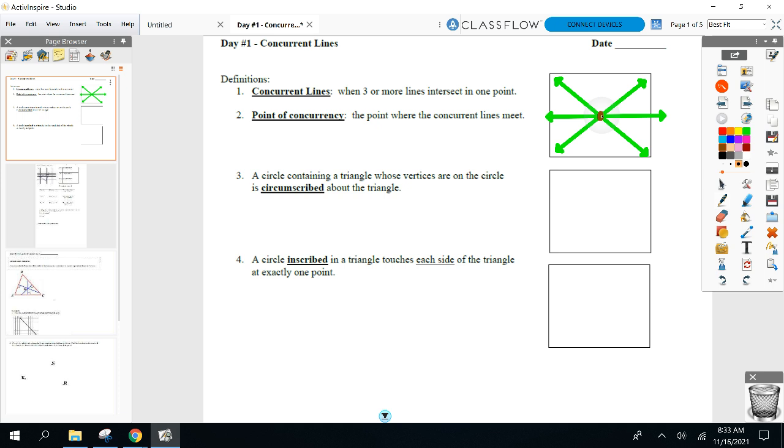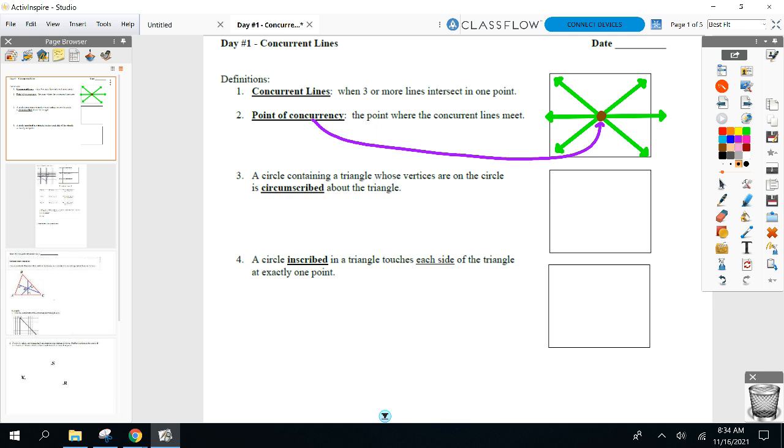And you can put that point right on there if you'd like. That point has a special vocabulary name attached to it. The point where concurrent lines meet is called the point of concurrency. That's the point where all the concurrent lines meet. So instead of saying the point of intersection, we call it the point of concurrency. All good. So concurrent lines, 3 or more lines that all intersect at the same spot, that spot, the point of concurrency.